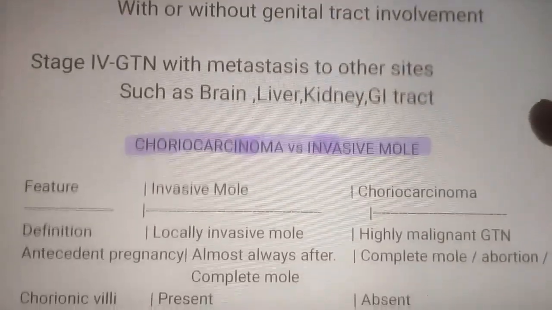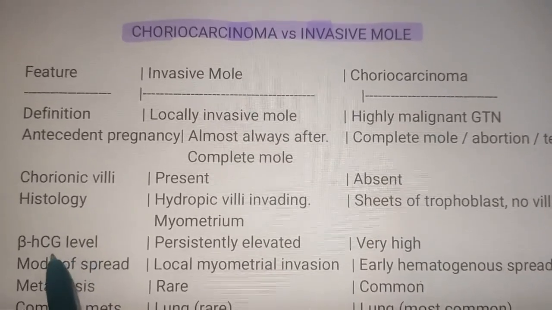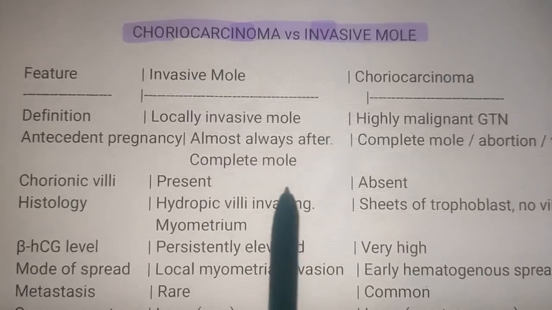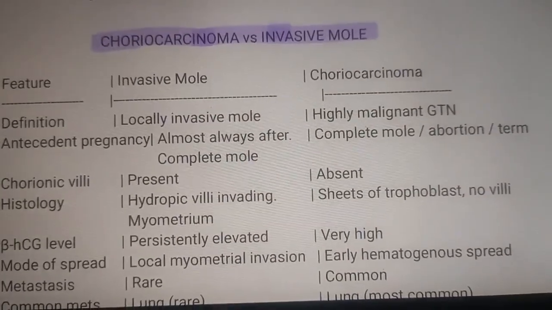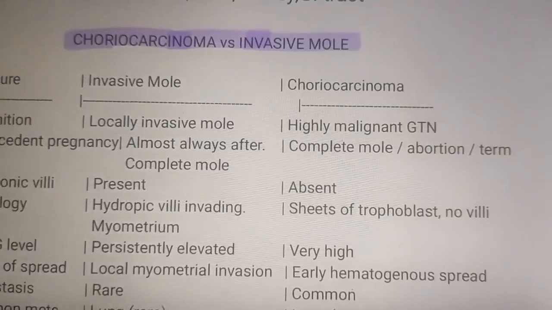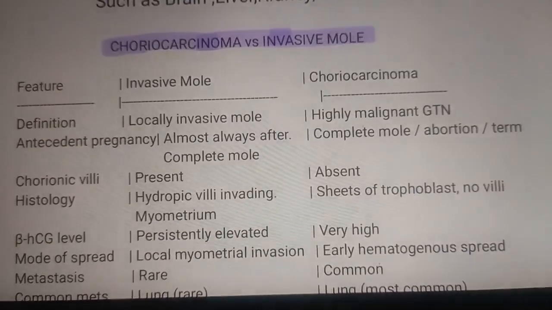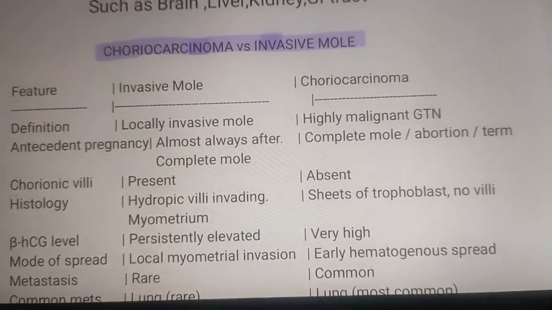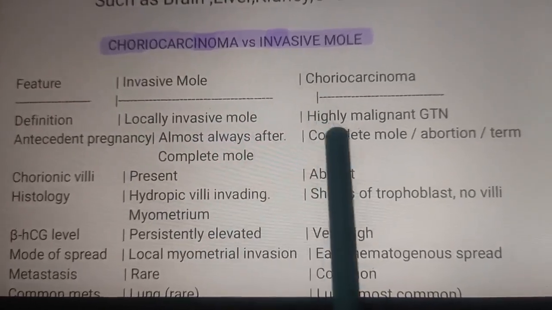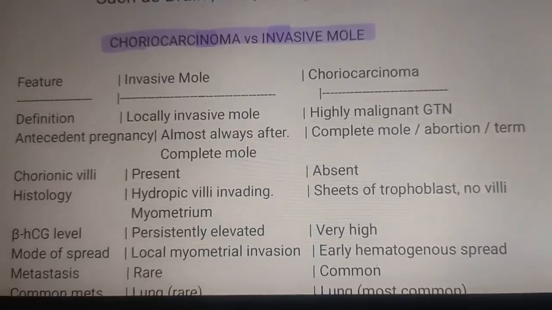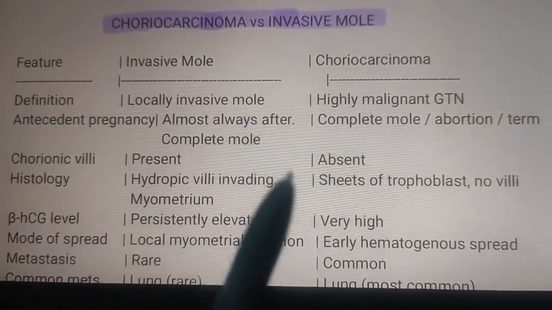Now we study the choriocarcinoma versus the invasive mole difference, because invasive mole is the most common and choriocarcinoma is second most common. Invasive mole is locally present, but the choriocarcinoma is highly malignant. Invasive mole almost always occurs after the complete mole, but choriocarcinoma most commonly occurs after complete mole, but it can also occur after abortion and term pregnancy. In case of invasive mole, chorionic villi are present, and we studied in case of choriocarcinoma it is absent.